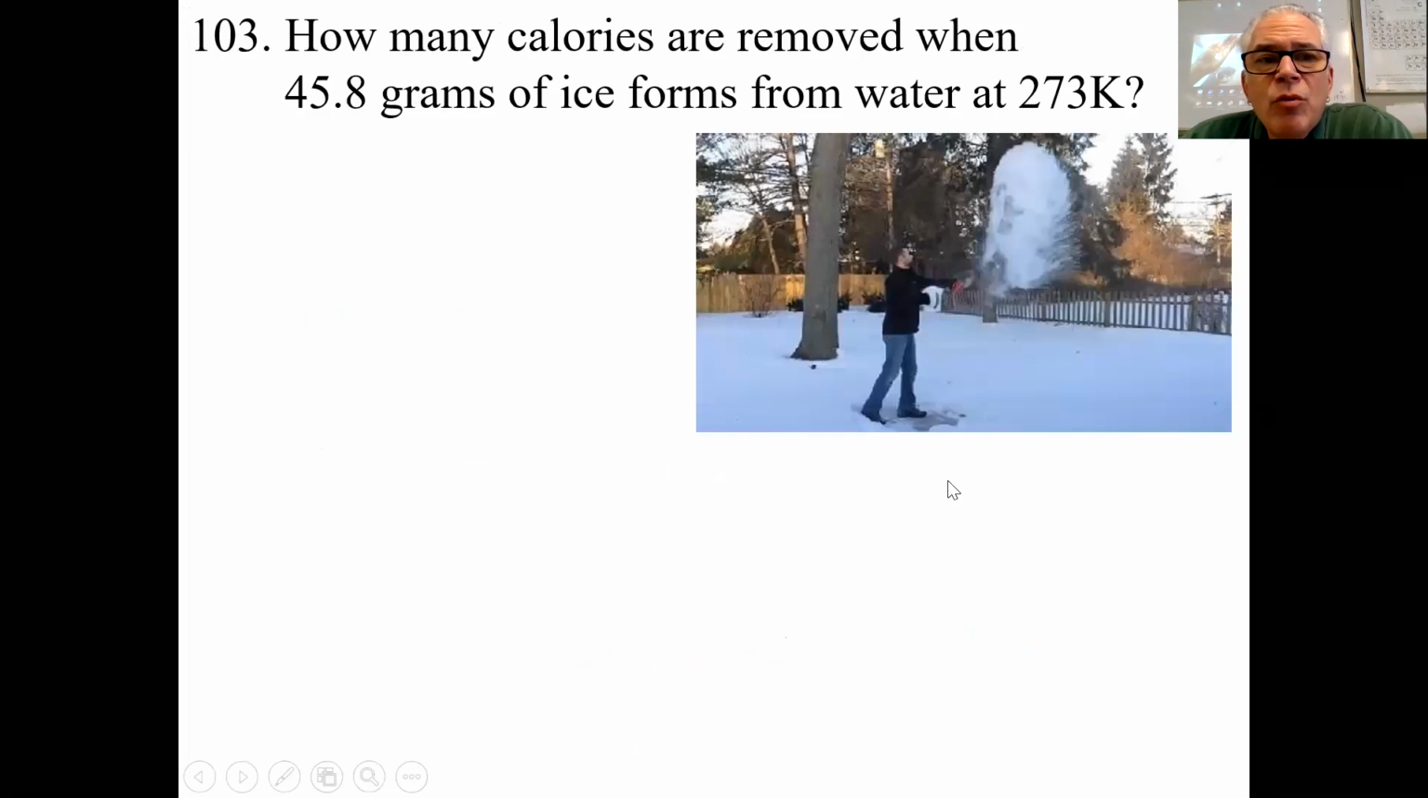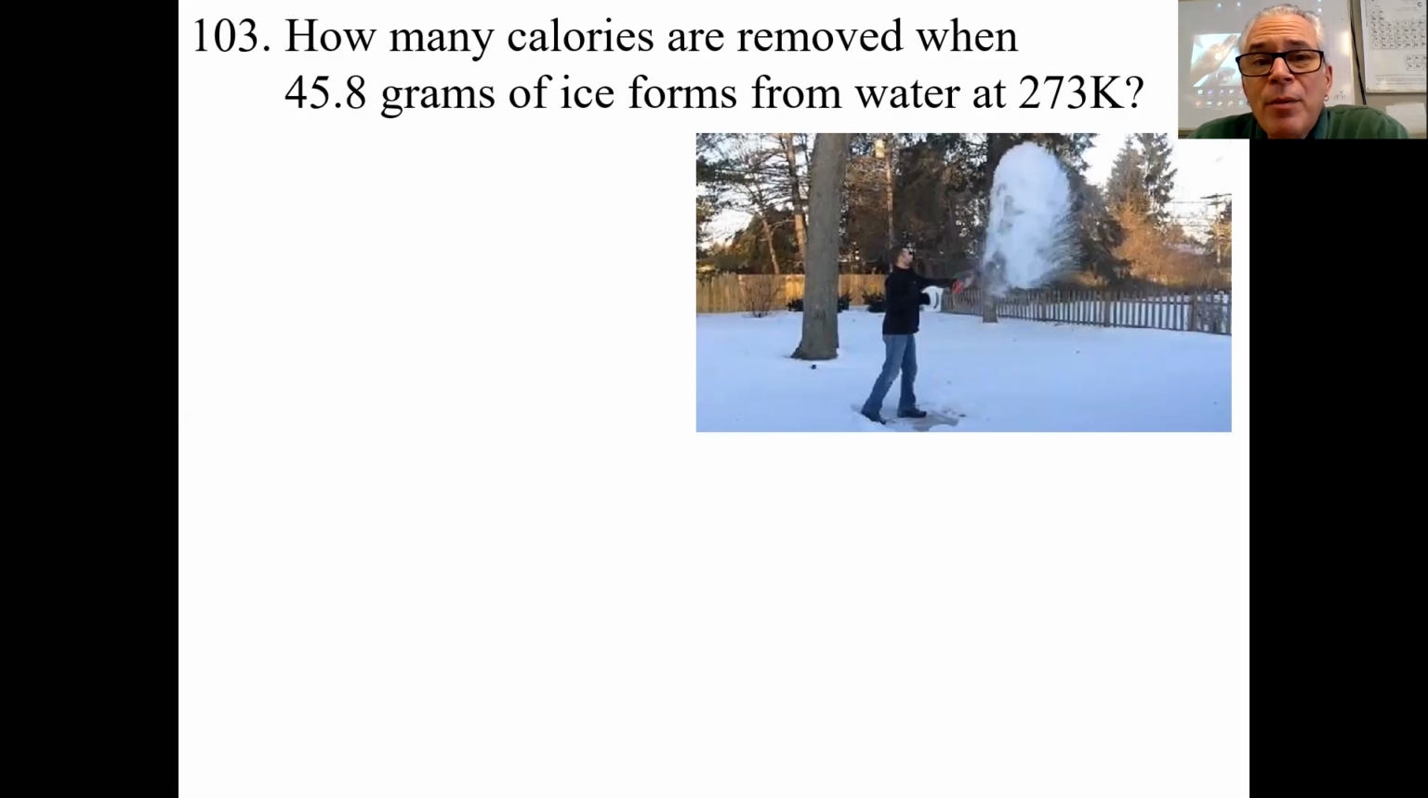How many calories removed when 45.8 grams of ice form from water? Now, look at this picture. Take some cold water, throw it in the air. If it's a really, really cold day, as the air spreads out and gets a lot more surface area, the air can freeze it. And you can take a really cool picture like this. If it's a really cold day, use really cold water. You get somebody with a camera, you go out in the yard, you could try this. I'd love to see how you do.